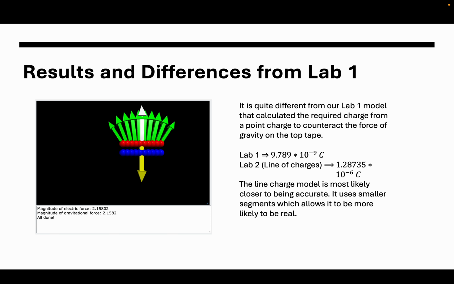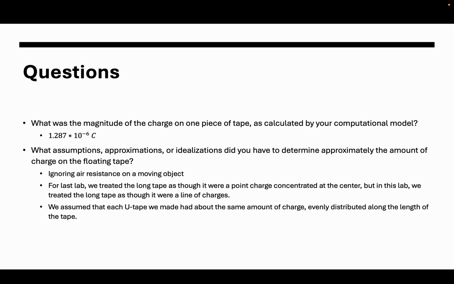Just looking at the numbers that we got from this lab versus our Lab 1, we can see that they're quite different. We can also assume that the line charge model is probably more accurate because it uses smaller segments. The magnitude of our charge was 1.287 times 10 to the negative 6.